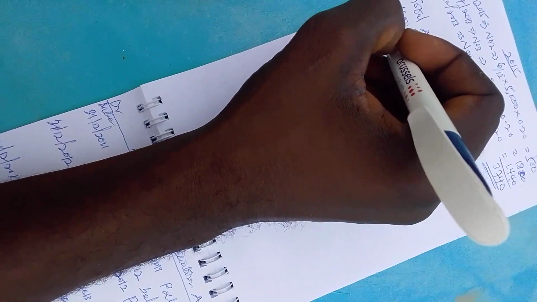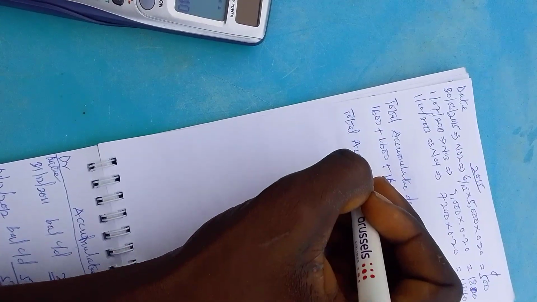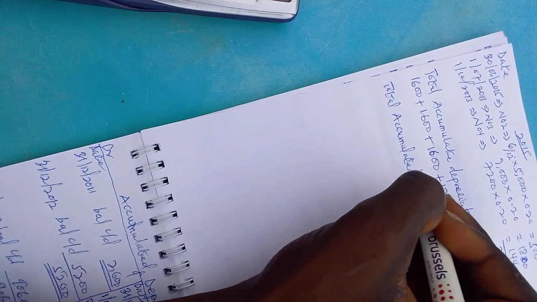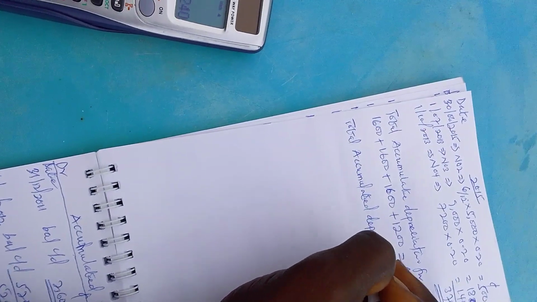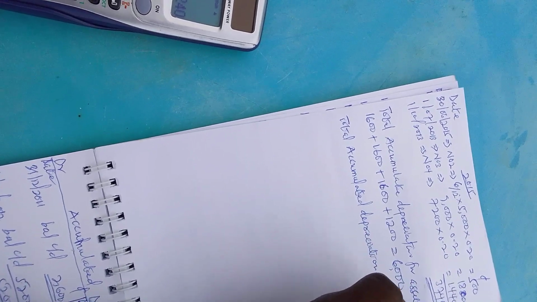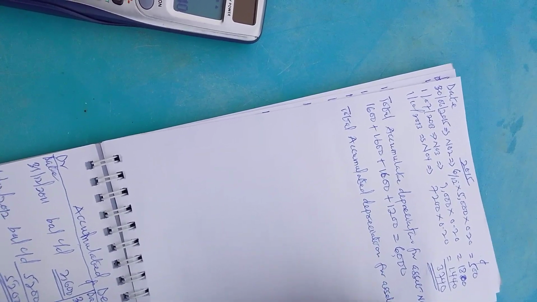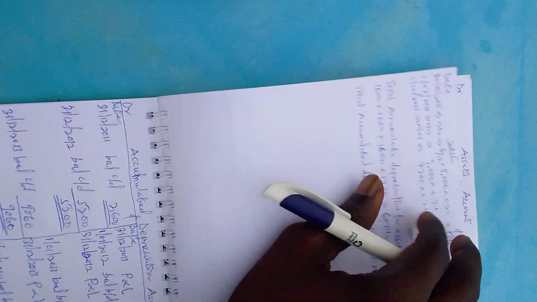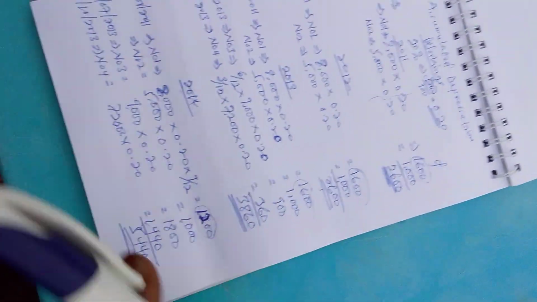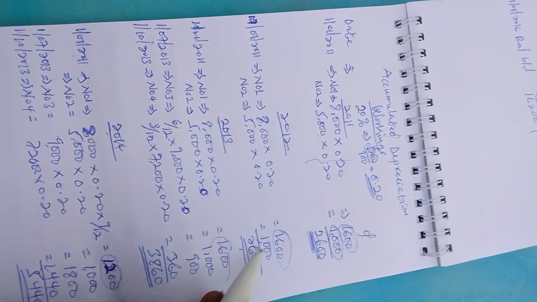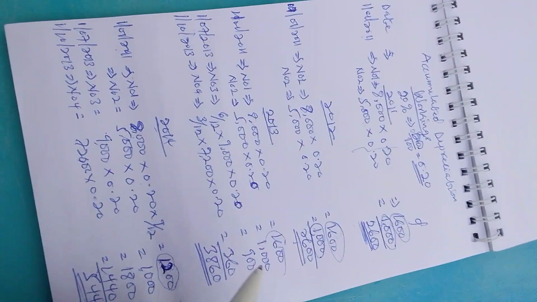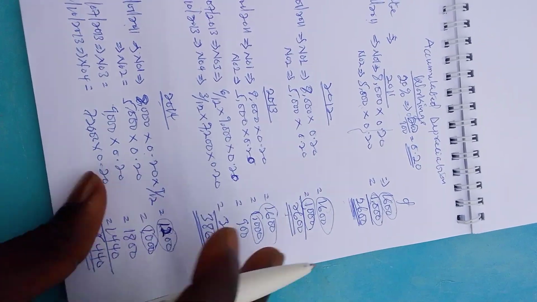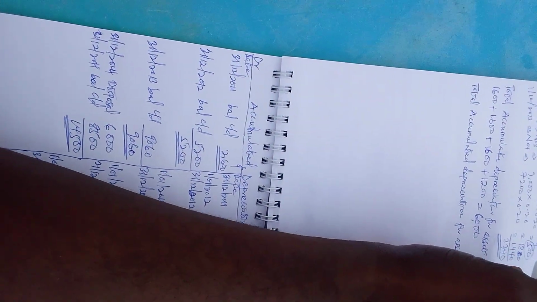So total accumulated depreciation for asset number 2. That one is the same process. When you see the workings, we are going to add the asset number 2, the first in 2011, 2012, 2013, 2014, and 2015.